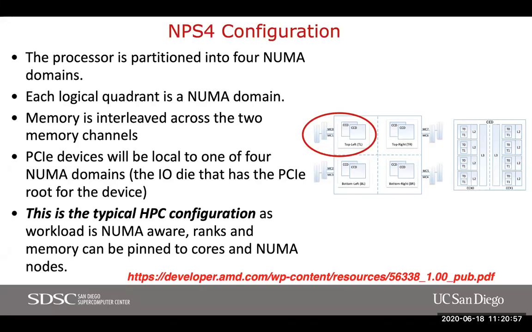And this is what you'll see if you log into one of our test nodes right now. It's basically memory interleaved across 2 memory channels, and the PCIe devices will be local to one of the 4 NUMA domains. The I/O die basically has the PCI root for the device, which includes the InfiniBand network card. So that would be local to one of the four NUMA domains on one of the sockets.